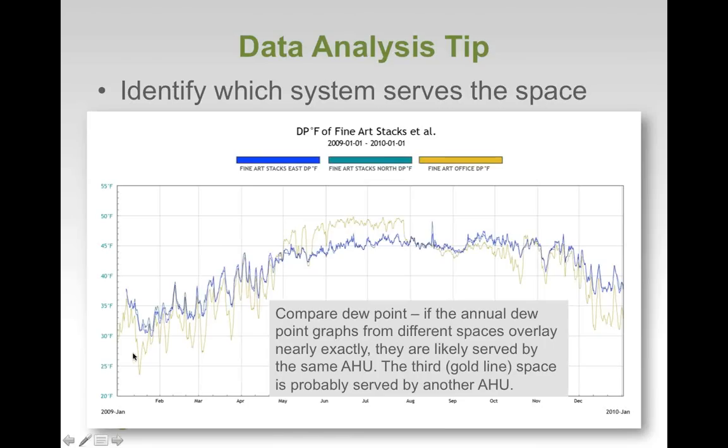If you look at the gold line, the Fine Art Office, while it's similar, it's different enough that it will let us know that it's more than likely served by a different air handling unit. So if you look at these graphs and you see 2 very tight on dew point, then again, it's more than likely the same unit, and if it's off quite dramatically, it's more than likely a different unit serving that space.